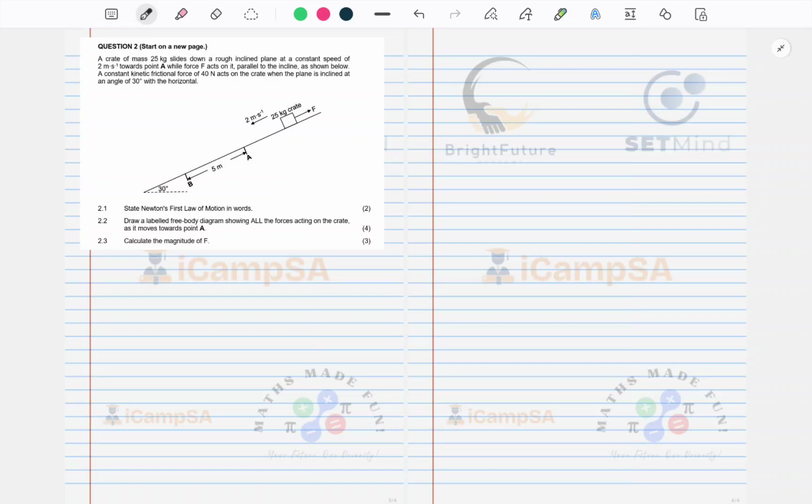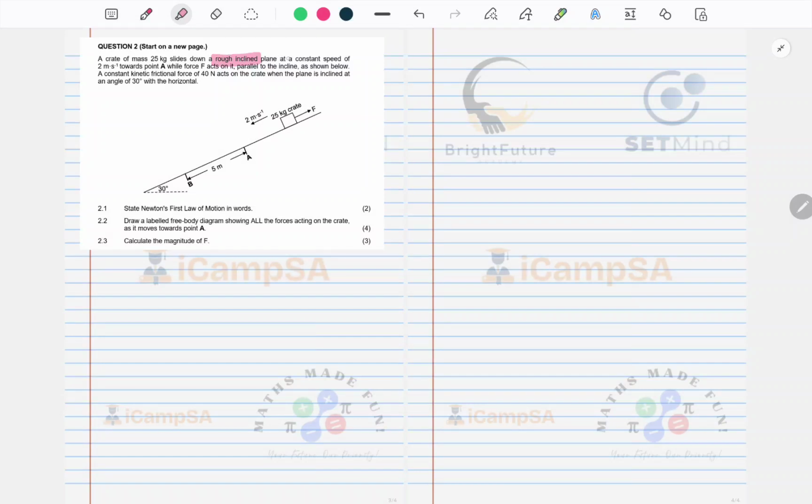So today we are doing Newton's second law. This is the 2025 May-June question paper. Okay, so let's have a look. So here we are saying a crate of mass 25 kg slides down a rough surface. Okay, so we're going to note our keywords as we move, right?